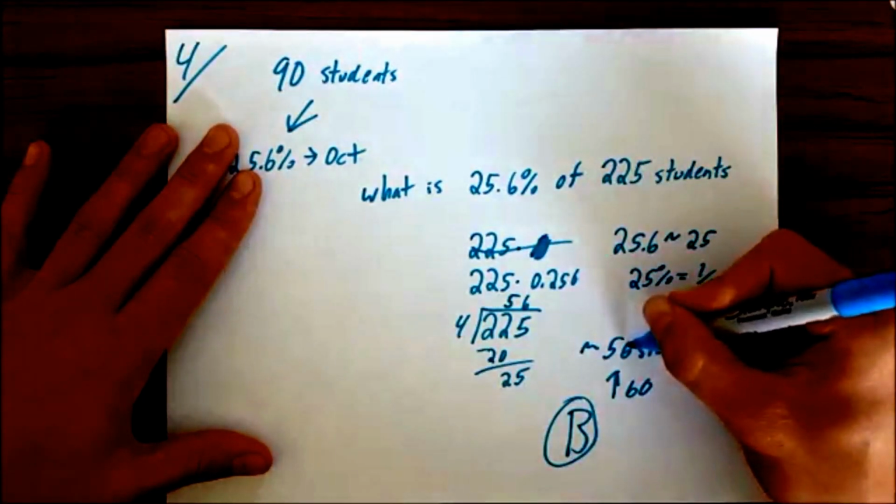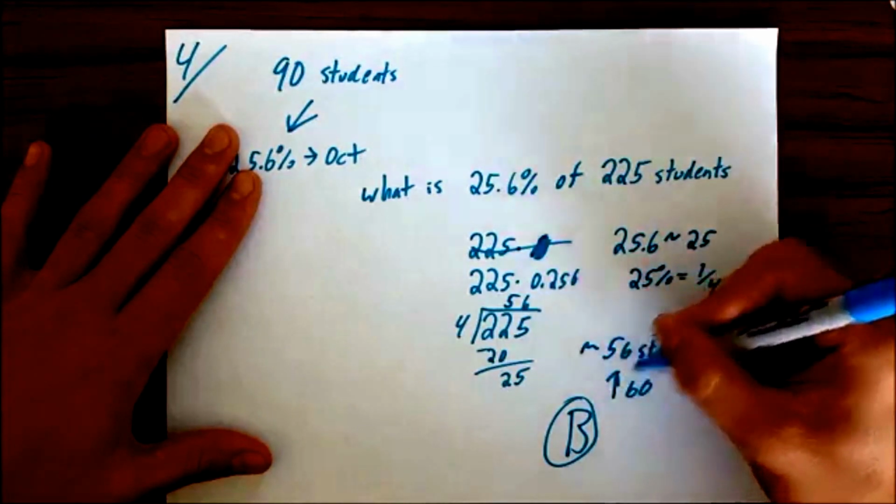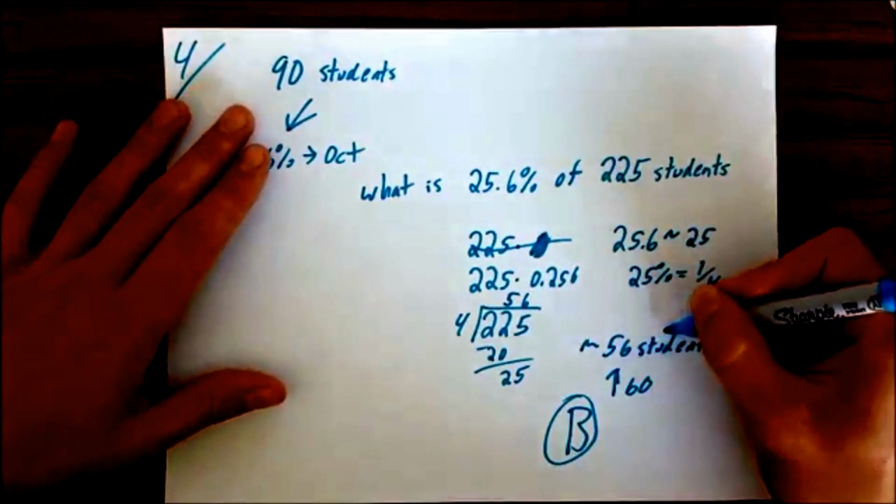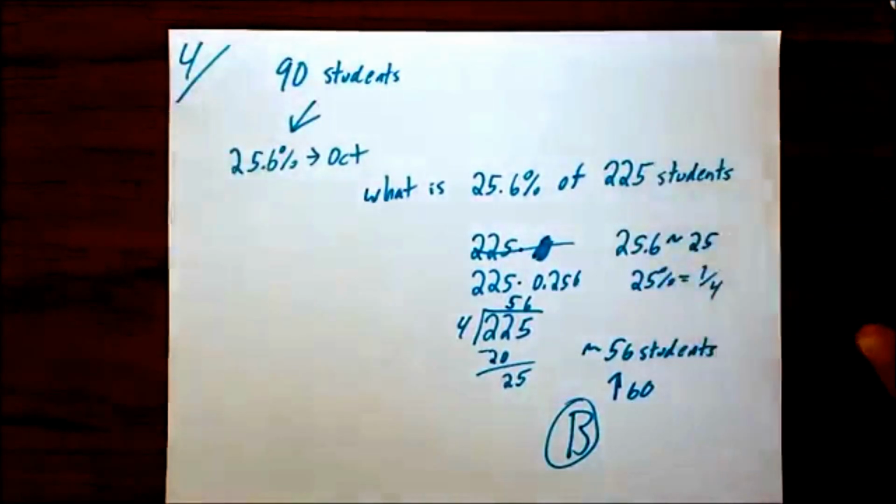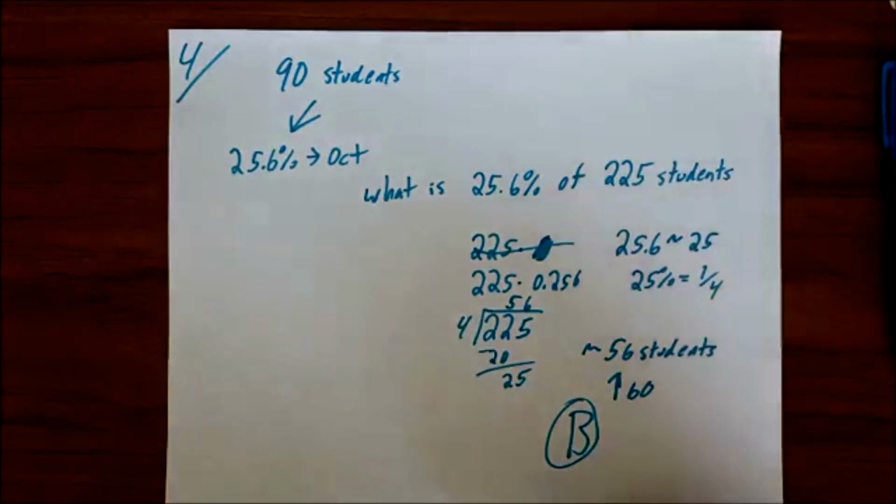If, for example, this was 54 students, you'd round down to 50. But since it's 56 students, you round up to 60. So that's why the answer is B. A little tricky with that last part, but that's that. Alrighty. Now then, let's go on and do 5.